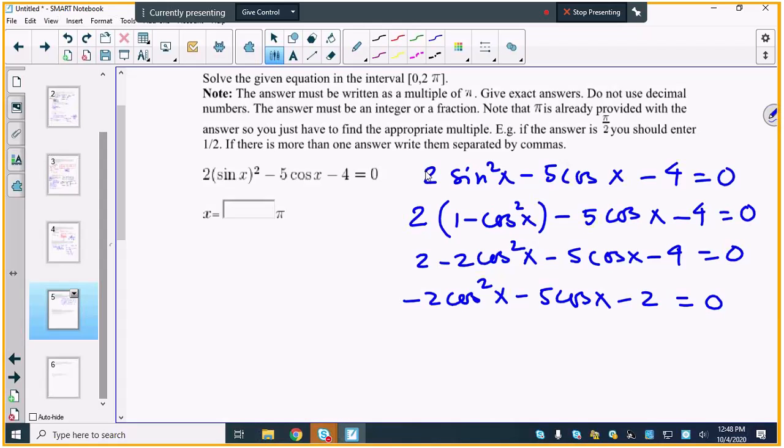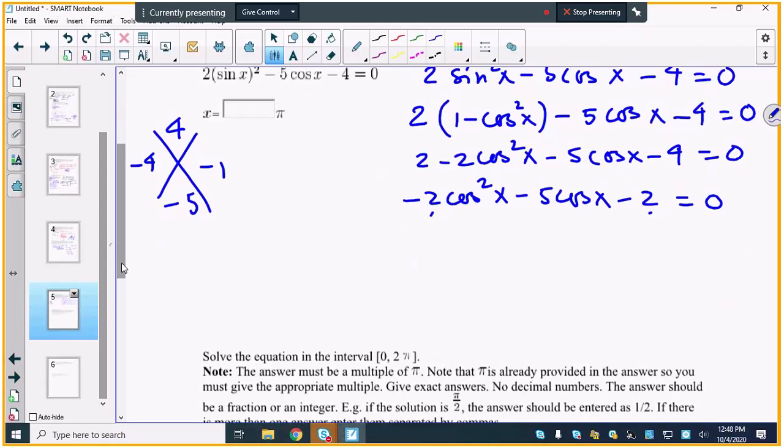Of course, I'm going to factor. Remember, the coefficients are negative 2 and negative 2, so that's a positive 4. So I need two numbers that multiply to positive 4 but add to negative 5, and they are negative 4 and negative 1. So we'll factor accordingly. We'll say this is negative 2 cosine squared x minus 4 cosine x minus 1 cosine x, because of negative 4 and negative 1, minus 2 equal to 0.